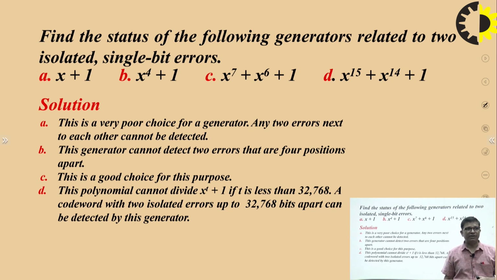x to the 4 plus 1. This generator cannot detect 2 errors that are 4 positions apart, because 1, 0, 0, 0, 0, 1. So it is not possible. x to the power 7 plus x to the power 6 plus 1. This is also not good.